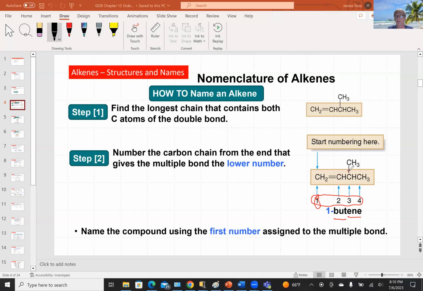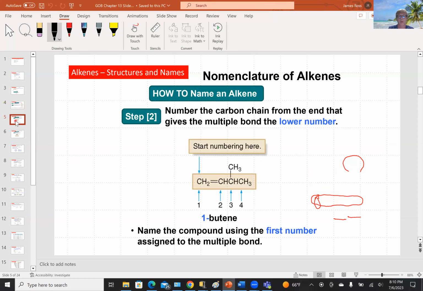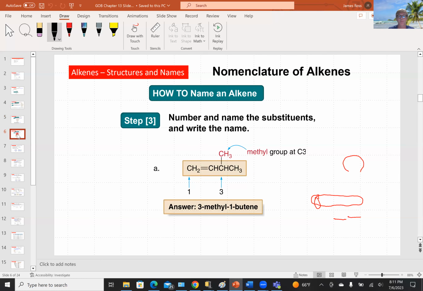I notice I have a branch, a methyl branch on carbon 3. So I have a suspicion on the next page, we're going to address that branch. Yes, indeed. Okay. So we've already had this on the previous slide. We have 1-butene. So we already had the 1-butene.